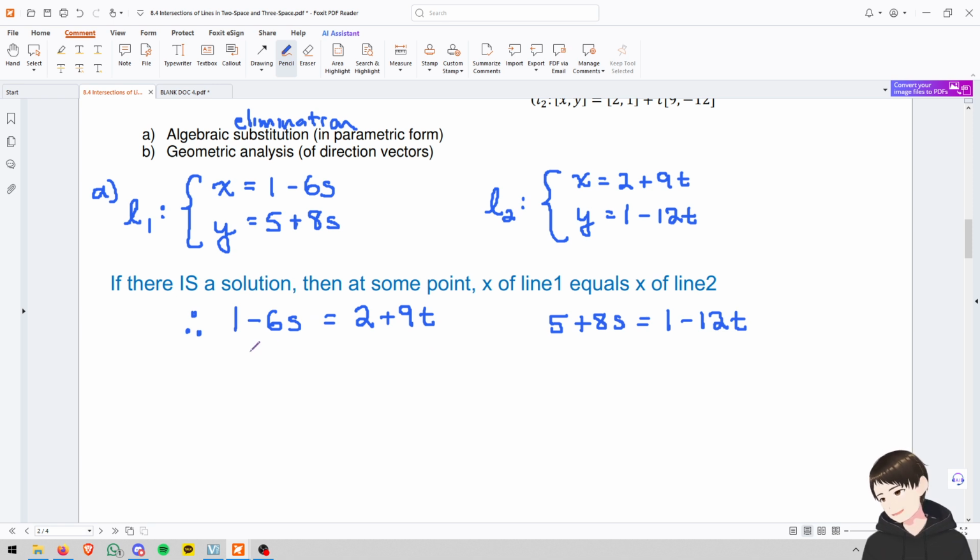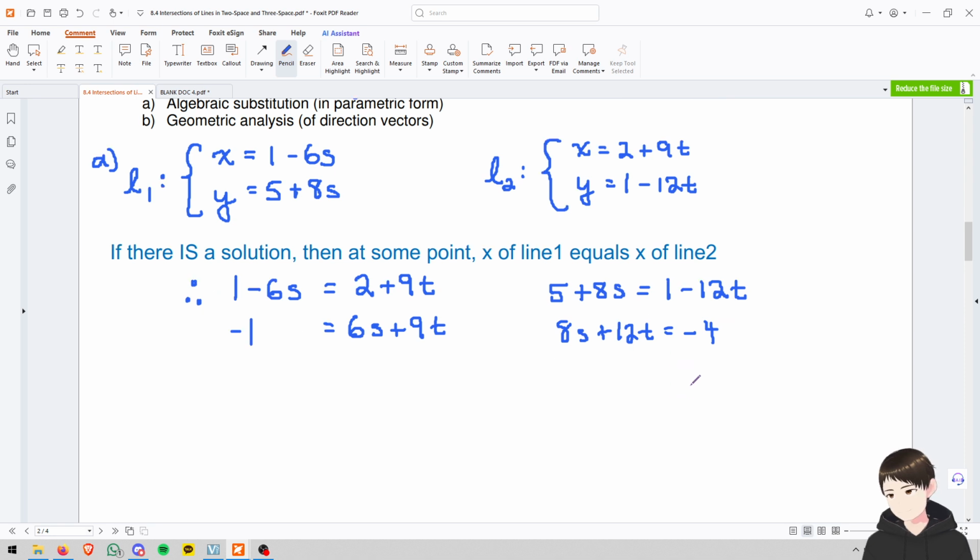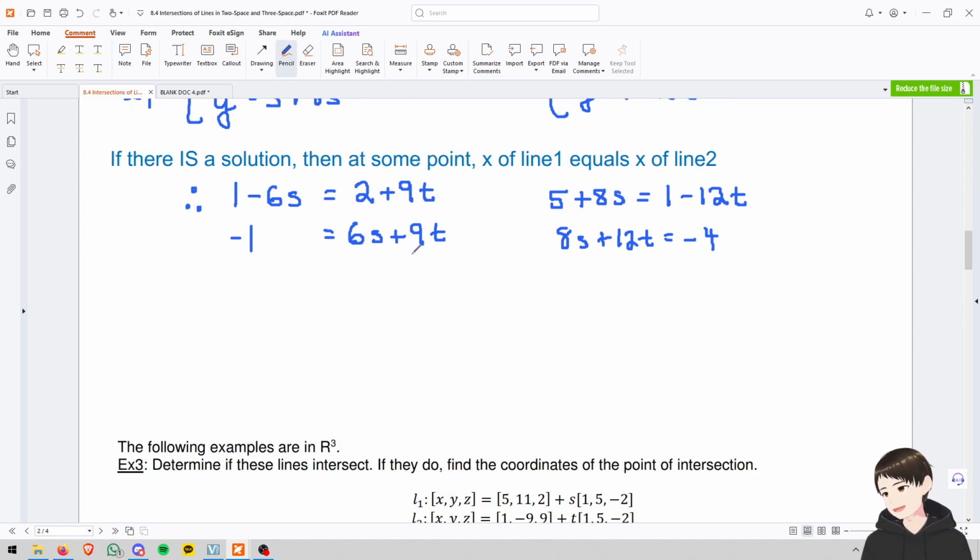So let's do it. I've got, subtract 2 from both sides, -1 equals positive 6s plus 9t. Subtract 1 from both sides. No, how about I bring this? This becomes 8s plus 12t equals -4. There it is. So we have 6, 9, 8, 12 with corresponding variable numbers. Okay, so I'm bringing these together. I will start here, elimination.